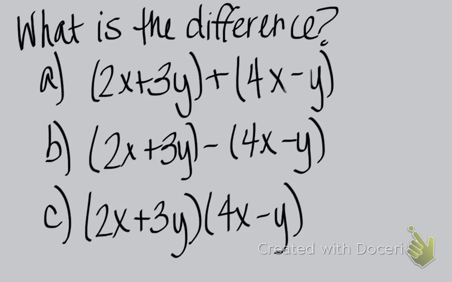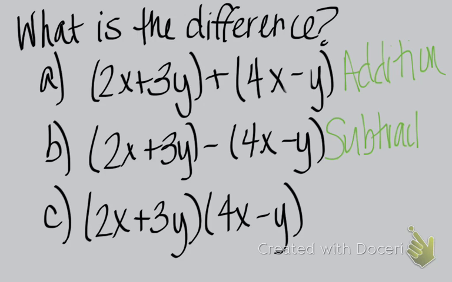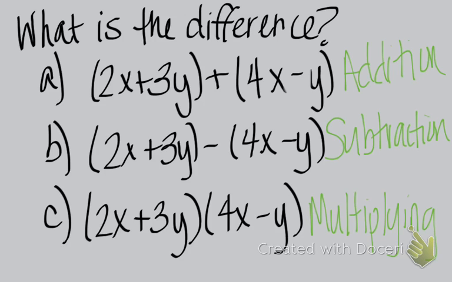If you said that the first one involves addition, and the second one is involving subtraction, and the third one is multiplying, you're correct. We need to be careful when we perform operations using polynomials and don't get in a hurry, because A, B, and C actually all use the exact same numbers. All the same things are in parentheses, but there are different operations going on.